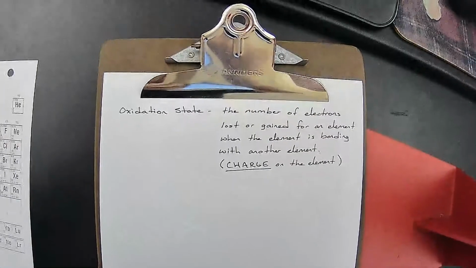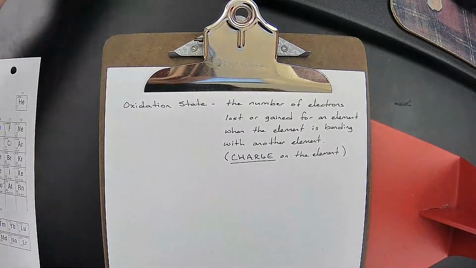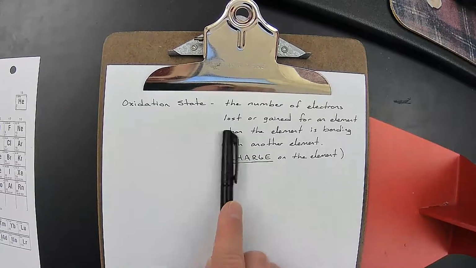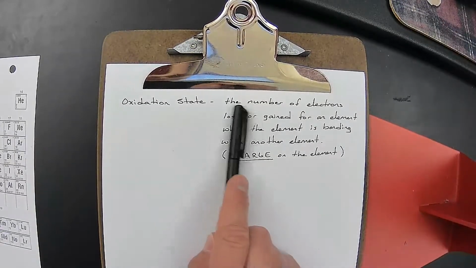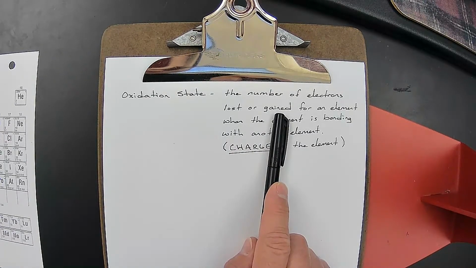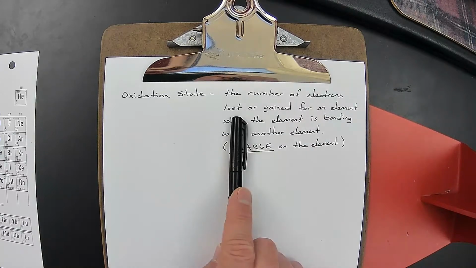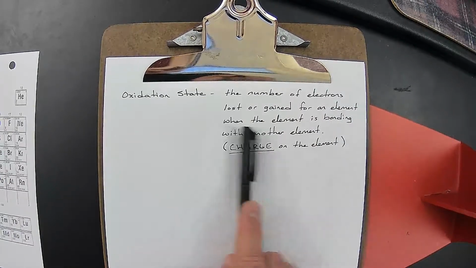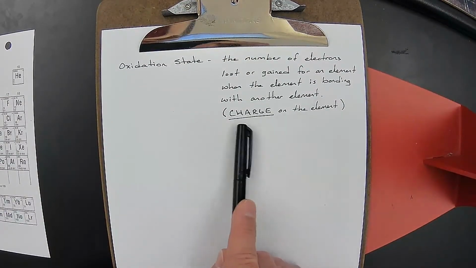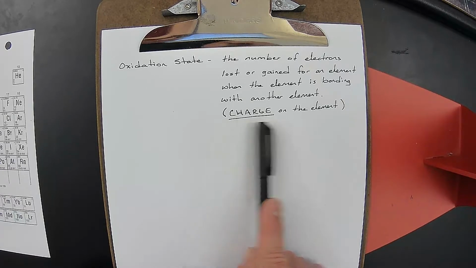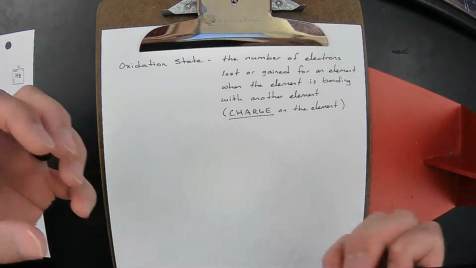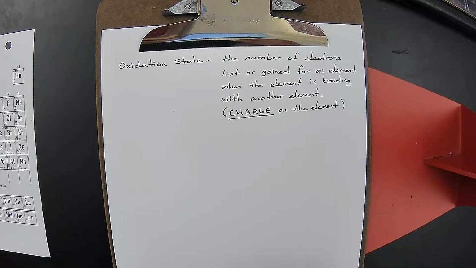In this video, we're going to discuss the idea of oxidation state. The term oxidation state refers to the number of electrons lost or gained. If we're talking about a metal, it's going to be losing electrons. If we're talking about a non-metal, it's going to be gaining electrons. So it's the number of electrons lost or gained for an element when that element is bonding with another element. So the idea is we're going to be looking at the charge on an element when it's connected with, stuck together with, or bonded with another element.